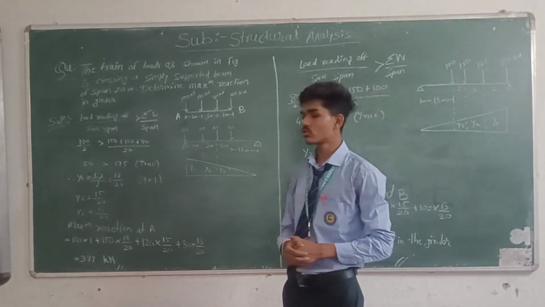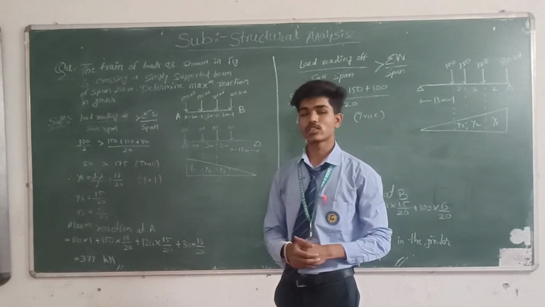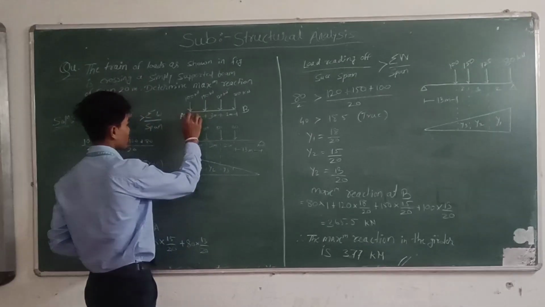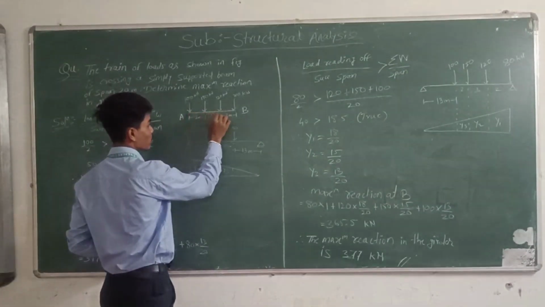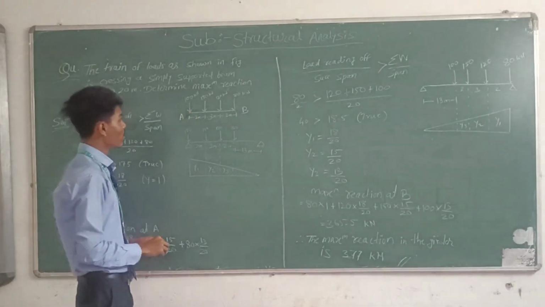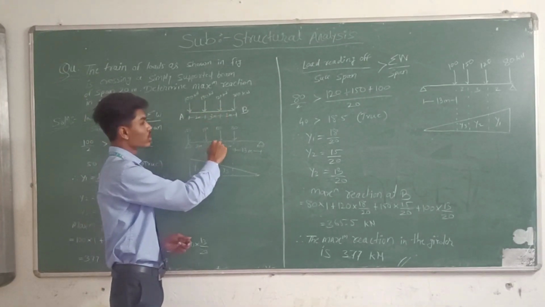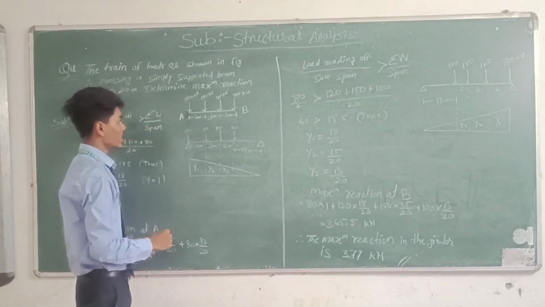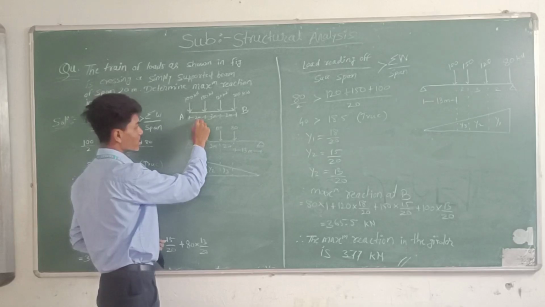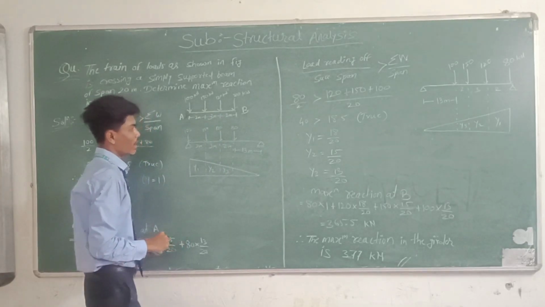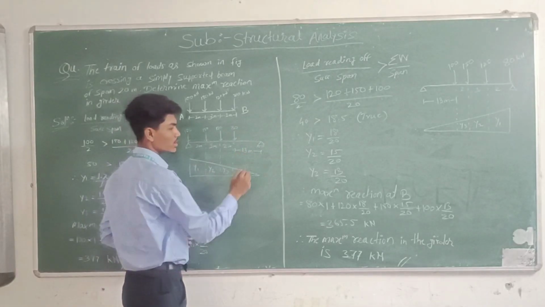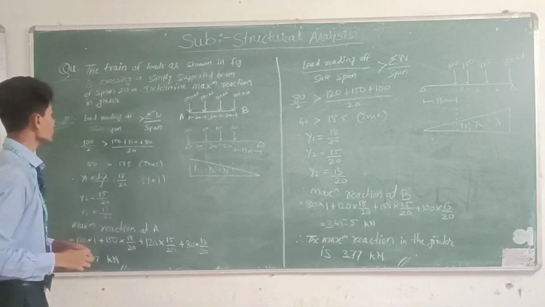The numerical is to determine the maximum reaction on the girder. So here is the diagram. A simply supported beam under the point loads 100 kN, 150 kN, 120 kN and 80 kN, and the spans are 2 meter, 3 meter and 2 meter, and the total length of the beam is 20 meter. The remaining portion is 13 meter.